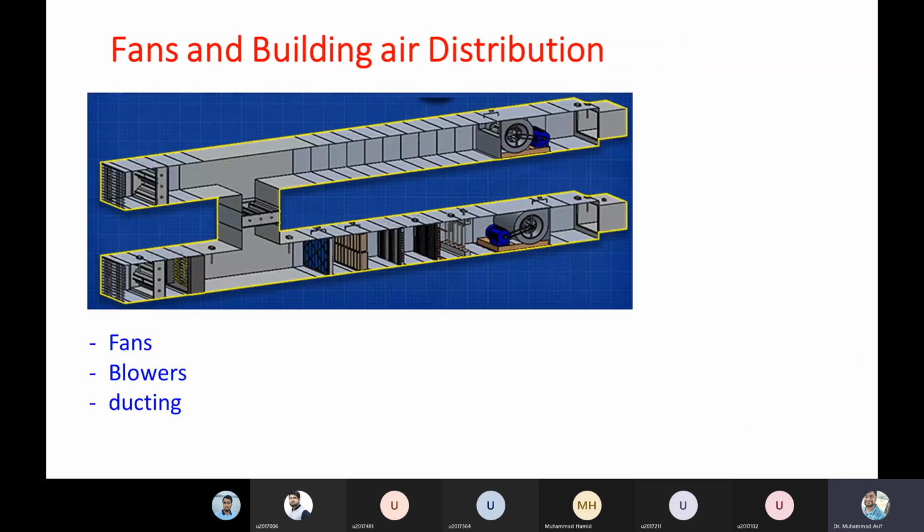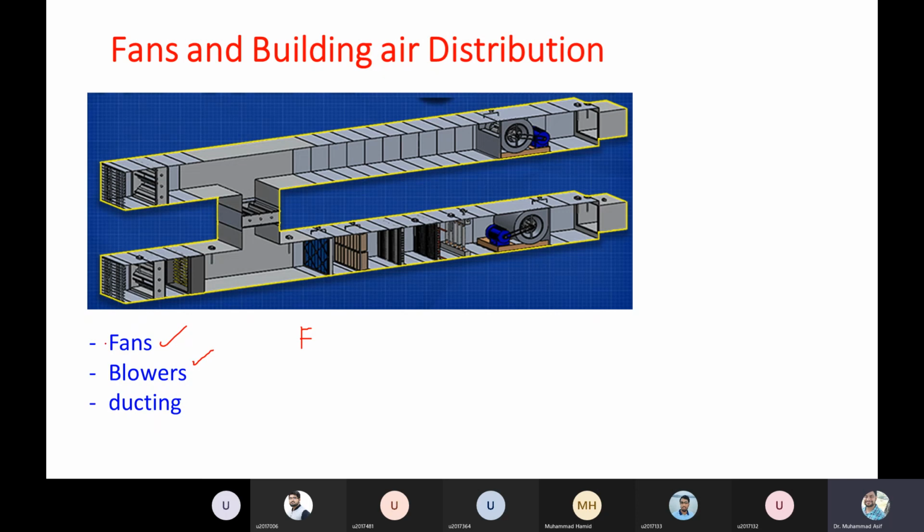When we say fans and building air distribution, it is very obvious that a fan can be a fan or it can be a blower. And the distribution we use, I mean the air distribution from the outside air to the zone where we require the air conditioning, or the return from the conditioned space to the outside, whether for the exhaust or for the recirculation, is carried out with the help of ducting. So in this chapter, we'll mainly discuss two topics, fans and then the ducting.